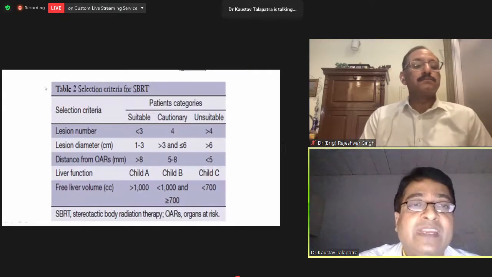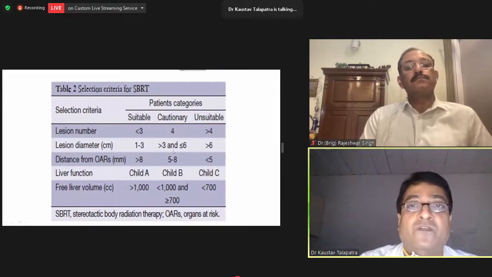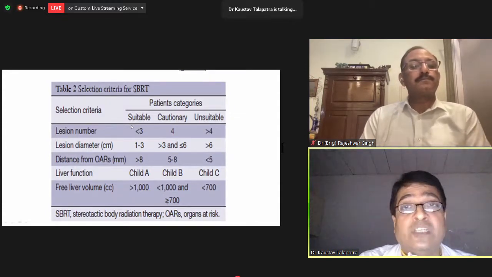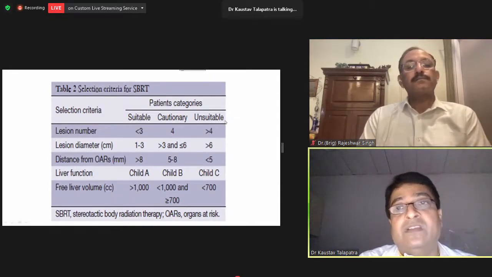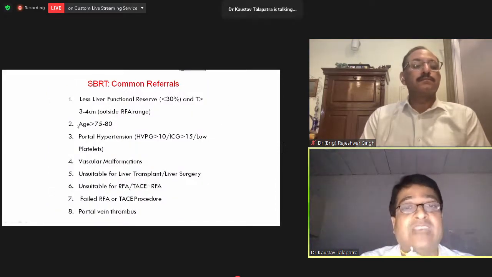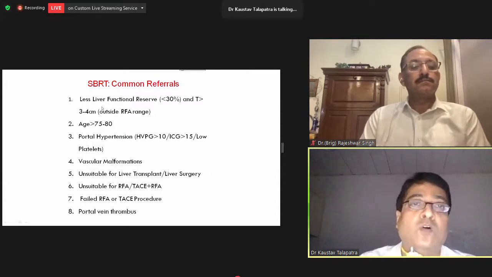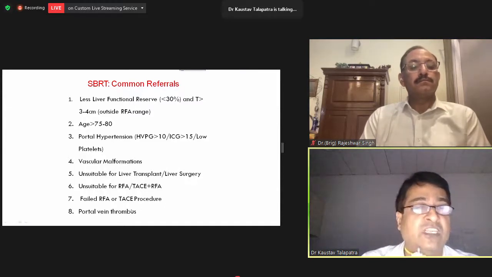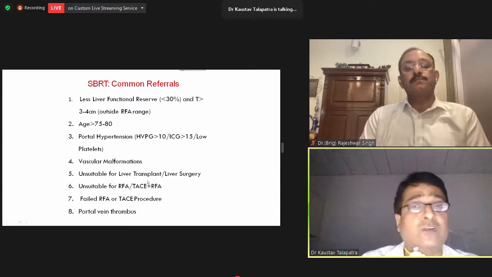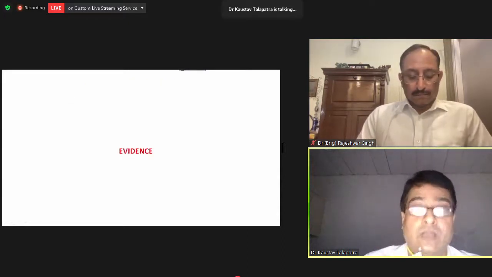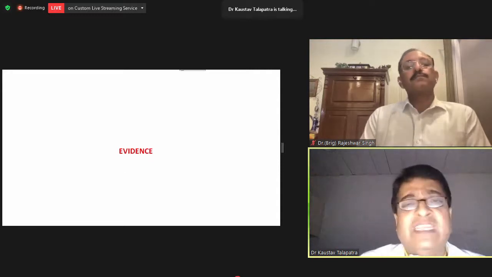So this is a very nice table for suitability of radiosurgery for HCC. This is the suitable criteria, this is the cautionary criteria, and this is the unsuitable criteria. The common references I have just listed out, and our previous speakers have talked about all these kinds of situations: failed RFA or failed TACE procedures, portal venous thrombus, unsuitable for transplant or surgery, vascular malformations, and there are a few more. Evidence, I will just run through the evidence because there is a lot.